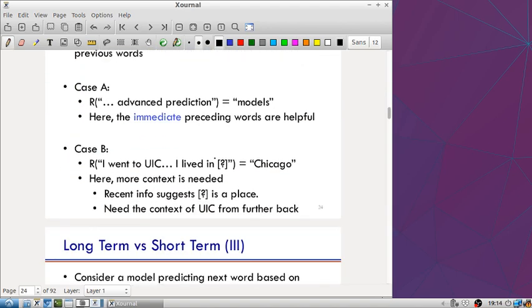But what if you have a different case, a text blurb where somebody says "I went to UIC and then I lived in," and the RNN is trying to predict what the word is. Let's say Chicago. Then more context is needed, because there are dots. Maybe the first sentence was at the beginning of the paragraph and the last sentence is at the end of the paragraph. Then you need the context of UIC from a long time back.